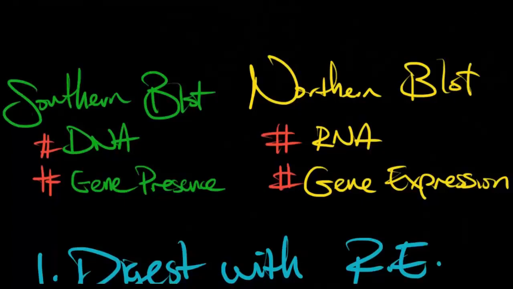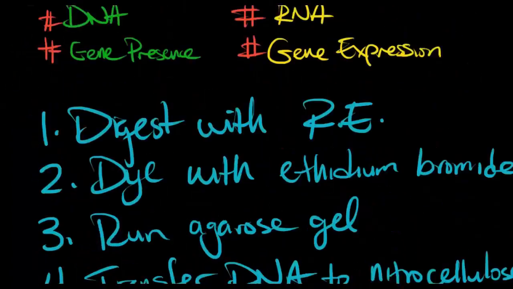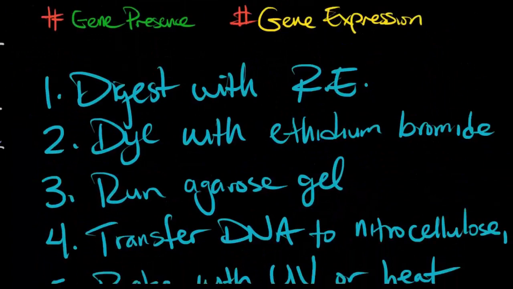If a band shows up in a southern blot, you know the gene is present. If it shows up in a northern blot, it's also expressed. The steps for a southern blot are as follows. We begin by digesting the DNA with a restriction enzyme, which we then run on an agarose gel that usually has ethidium bromide in it, which dyes the DNA as it runs through.